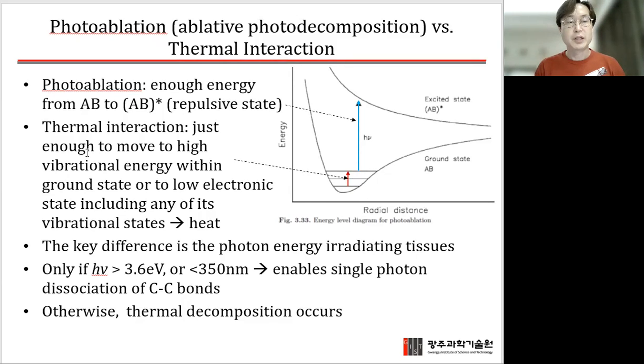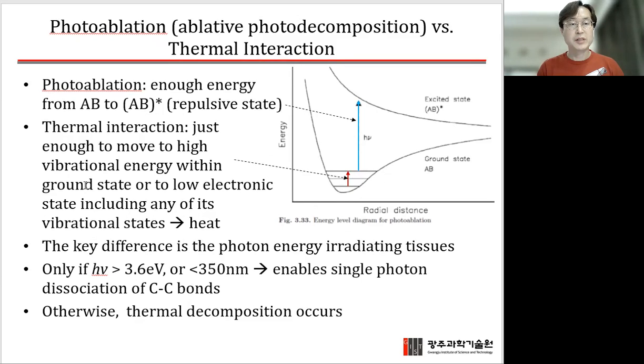However, thermal interaction is different. For the thermal interaction, the laser is providing just enough energy to move to a high vibrational energy, either within the ground state or to the low electronic state, including any of its vibrational states, so that it causes vibration, which is kind of simple friction, and then it will generate heat.